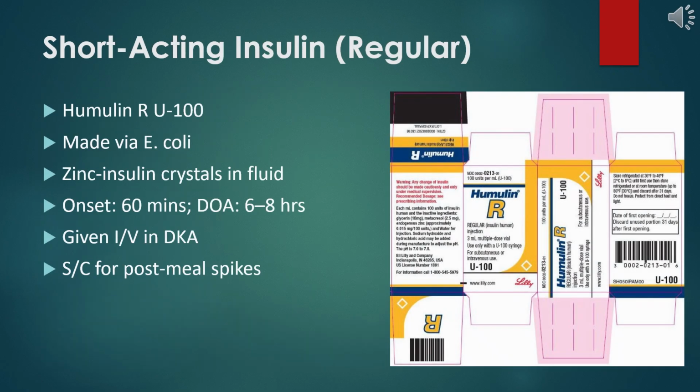Short acting insulin or regular insulin. Regular insulin like Humulin R is used before meals or during diabetic emergencies. It begins working in about an hour and lasts several hours. It's the only insulin used intravenously, especially in diabetic ketoacidosis.